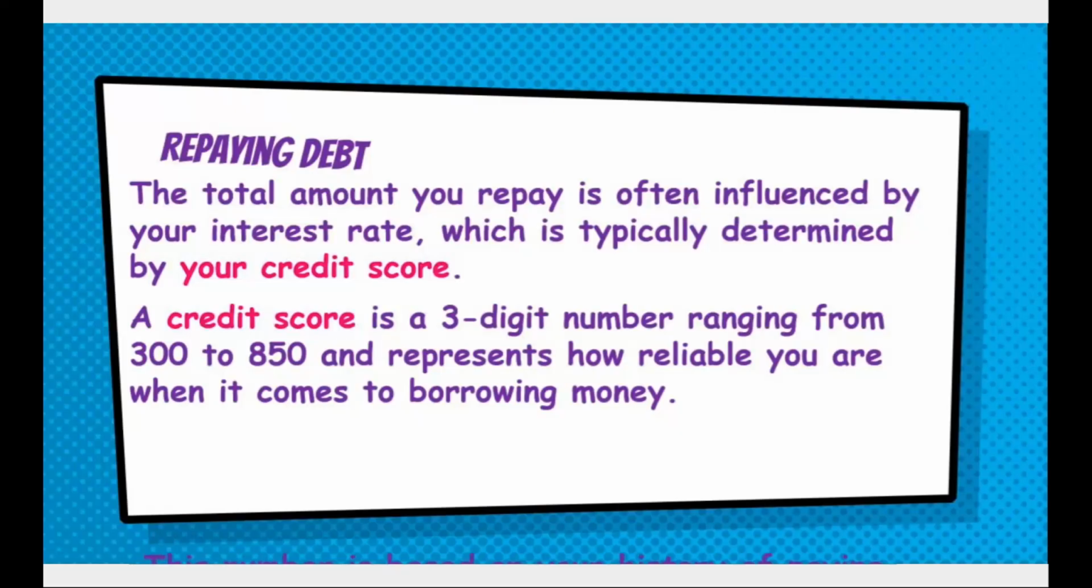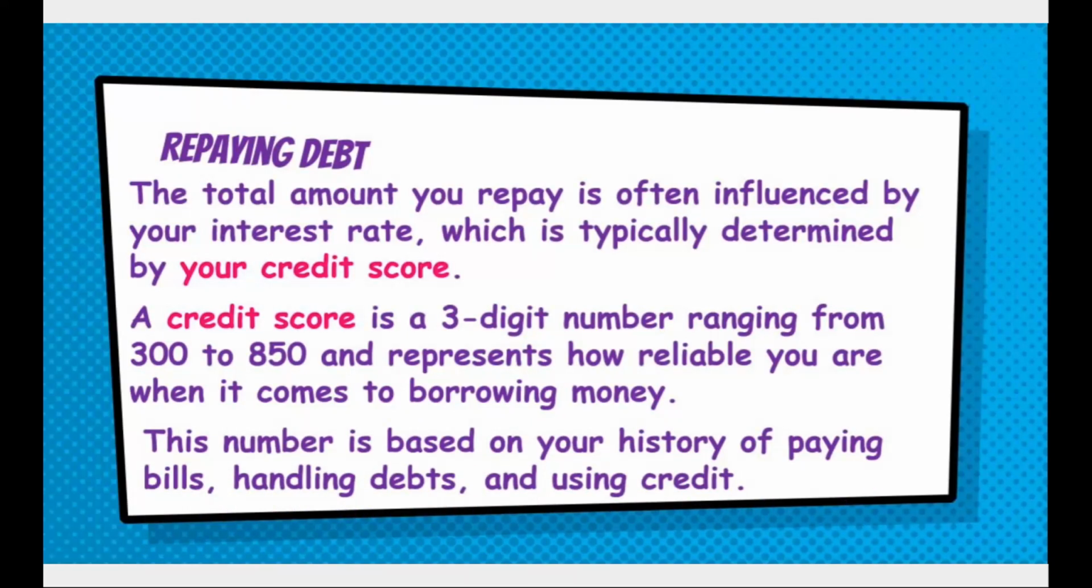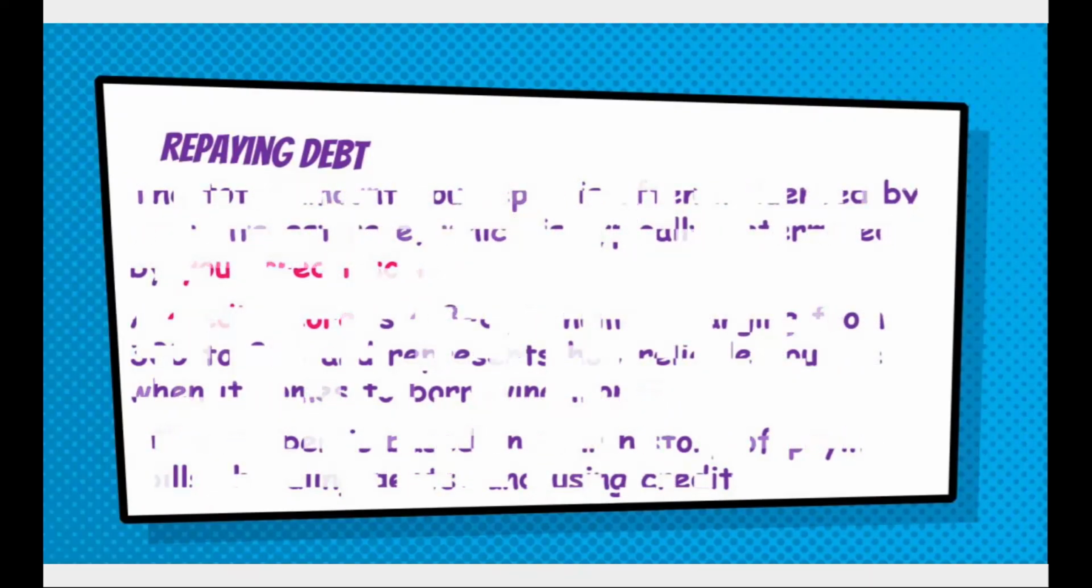How much you pay back, how much your interest rate is, that is going to affect how much you either pay or earn. And when it comes to repaying debt, your interest rate is determined by your credit score. And your credit score is a 3-digit number ranging from 300 to 850 and represents how reliable you are when it comes to borrowing money. This number is based on your history of paying bills, handling debts, and using credit.